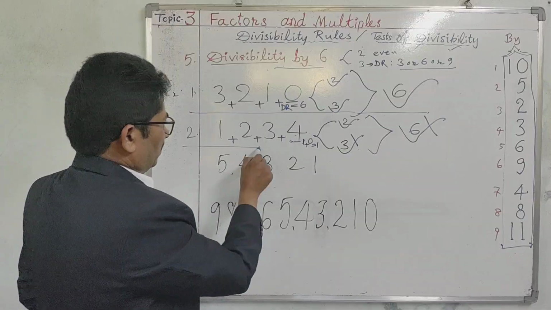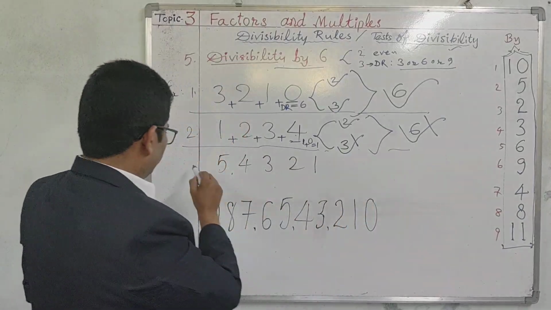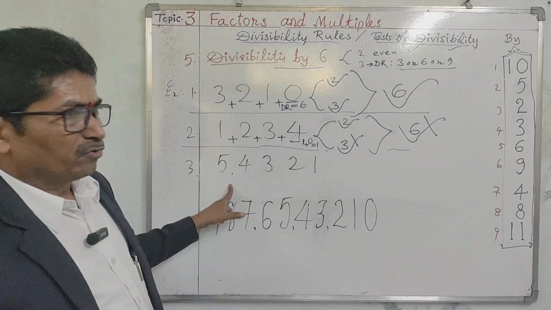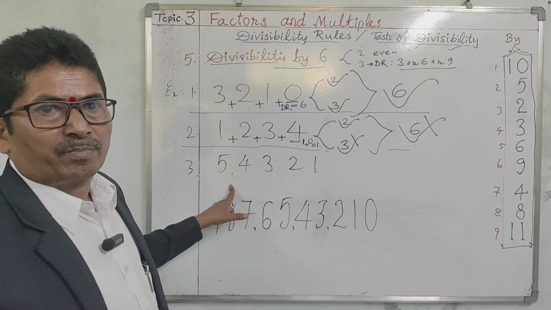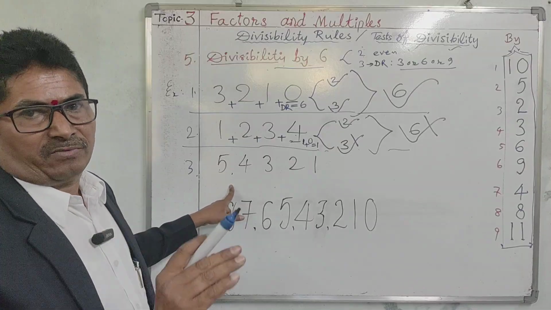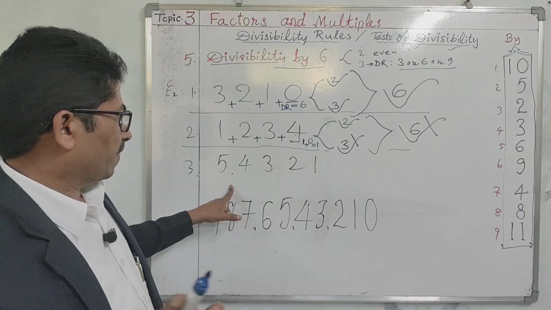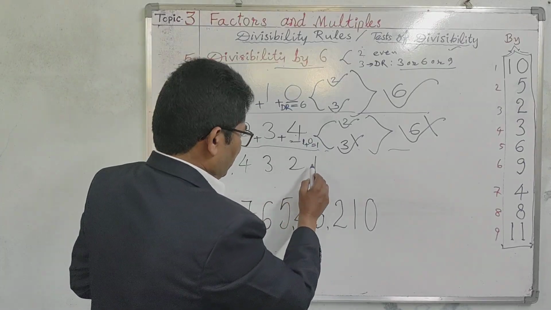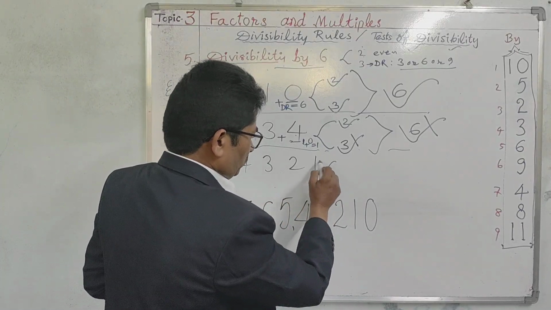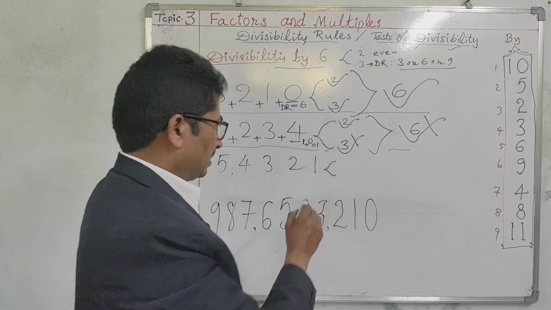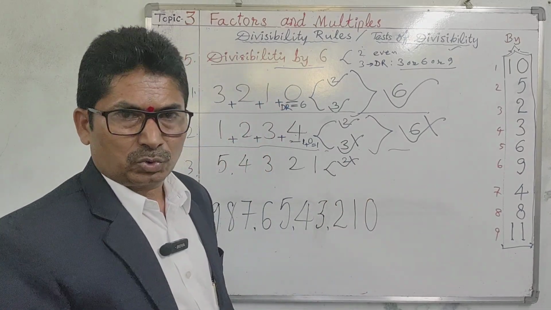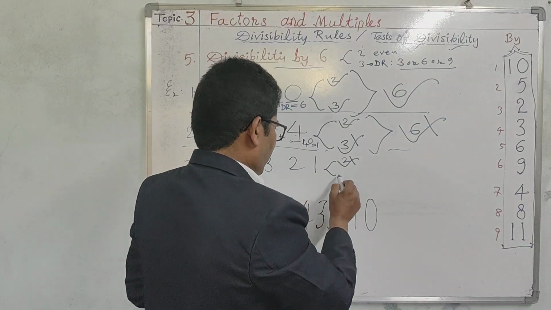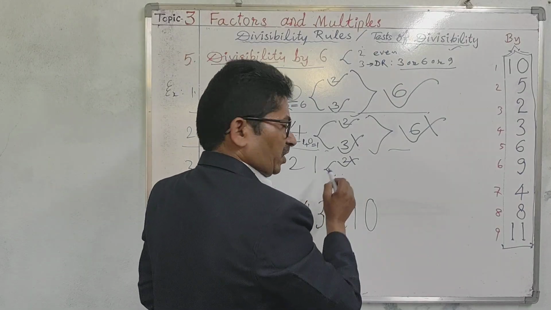Next, example 3. Is this divisible by 6? To check this, we have to check with 2 and 3. So is this divisible by 2? No, it is not an even number. That's why it is not divisible by 2. So there is no need to check divisibility by 3.